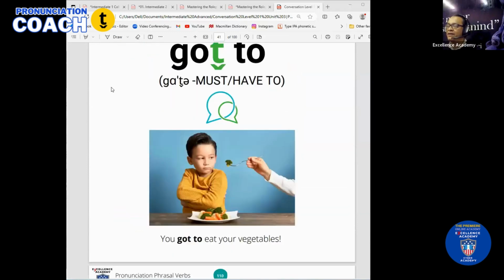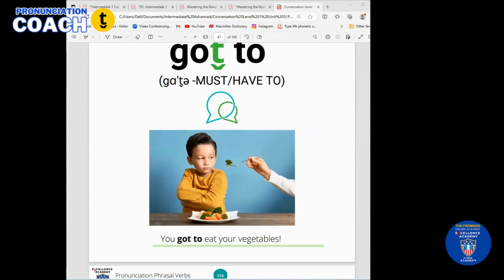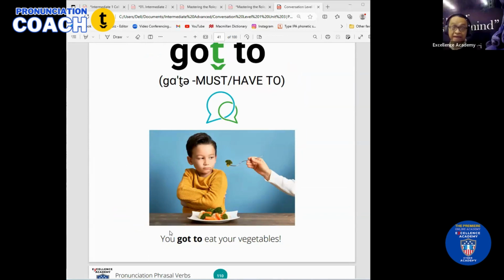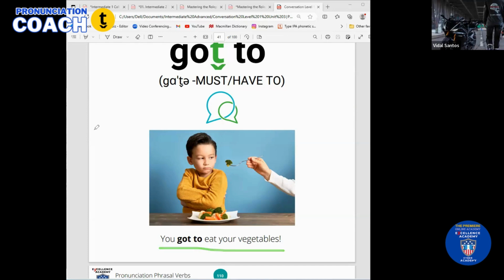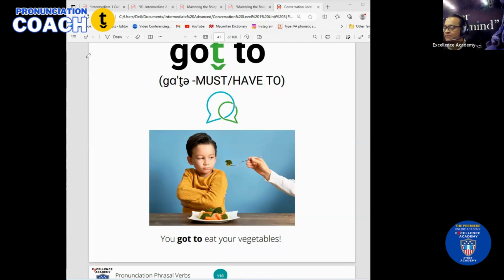So let's read the example here. You gotta eat your vegetables. Ah, that's... oh, you sound more like gringuitos. Say it again. You gotta eat your vegetables. Oh my goodness. I'm training future gringuitos here.